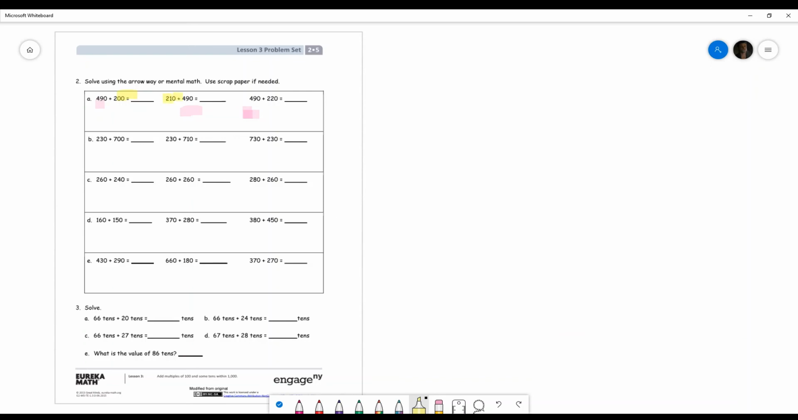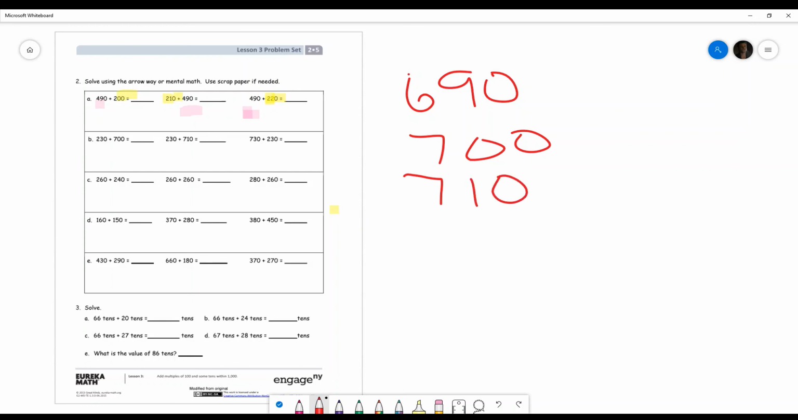Just like on the last page, it just goes up in letter A, it goes up by 10. So what you could do is just keep adding 10 to each sum in your head, and that's your answer. So how our first one was 690, we're just adding 10 to that in our next problem. So that would be 700. And then we're just adding 10 again. So that's another way to do mental math.